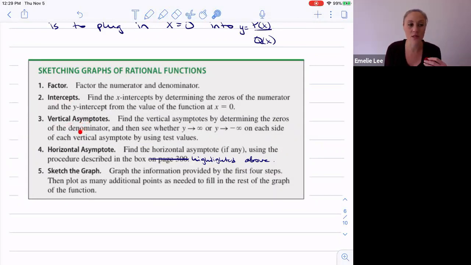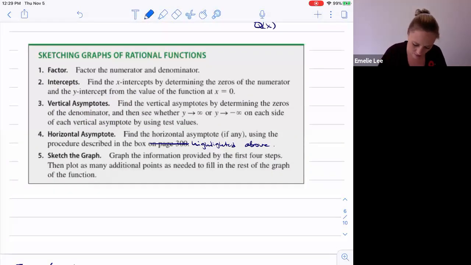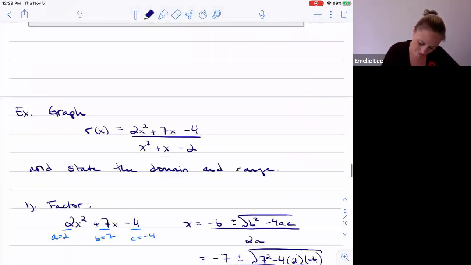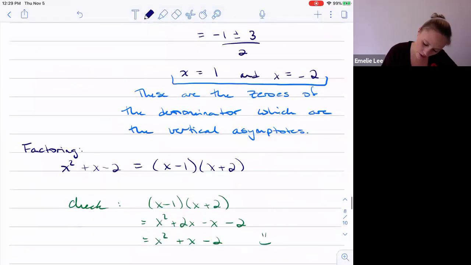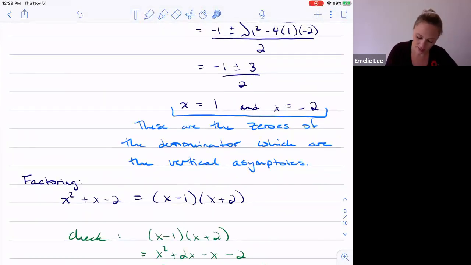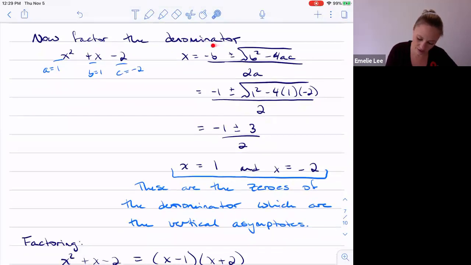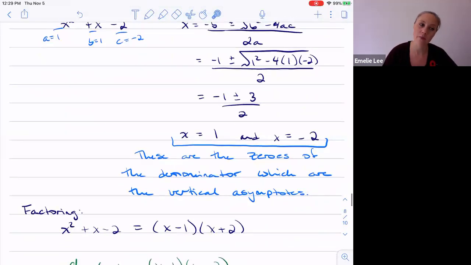Otherwise, the next thing we're going to do is to find the vertical asymptotes. I would argue this is the hardest step of all this, right? And so we need to figure out how to use these test values properly. So the vertical asymptotes, we already know where they happen, right? From factoring the denominator, x equals 1 and x equals -2 are the vertical asymptotes. So we know where they happen, we just need to know what happens around there.